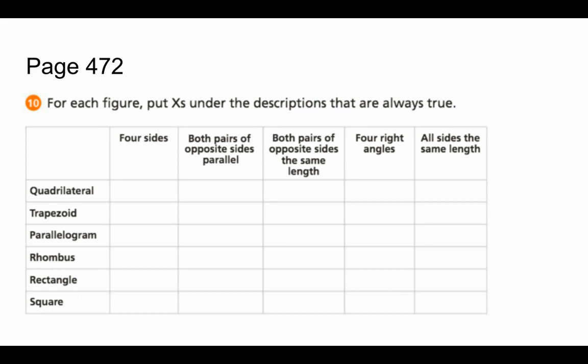And then you have some other descriptions. Both pairs of opposite sides are parallel. Mark those that are true. Both pairs of opposite sides the same length. Mark those that are true with an X. If the figure has 4 right angles, put an X next to that. How about all sides the same length? When you're done, third graders, or if you need to stop the video now to do your work, do that. And then when you're done, let's check our work.